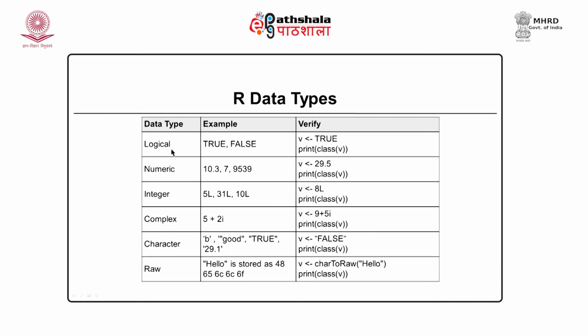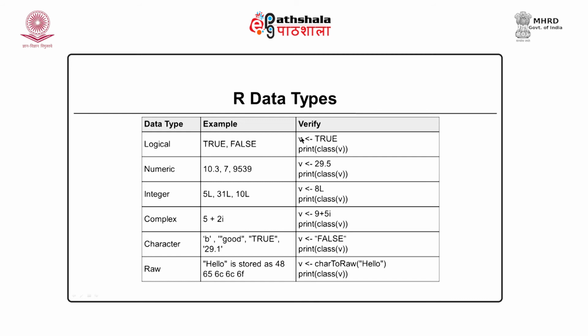Now, R provides different data types. These are the data types that we can use. For example, logical, true or false, can be utilized. We can use numeric, we can use integer. It also supports the complex data type, the character type, and the raw type of data. So, these are a few examples.